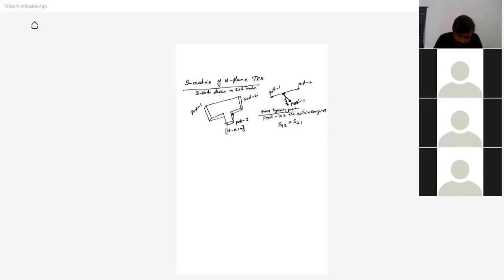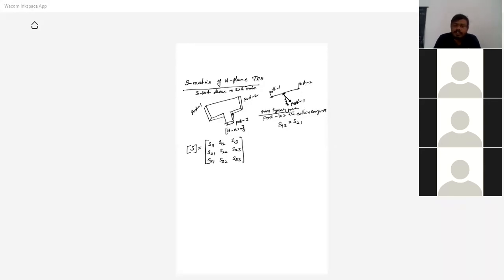First I'm writing the S matrix here. The S matrix is a 3 by 3 matrix. Then you can write S11, S12, S13, S21, S22, S23, S31, S32, S33. The H plane T is a three-port device, so there is a 3 by 3 matrix.